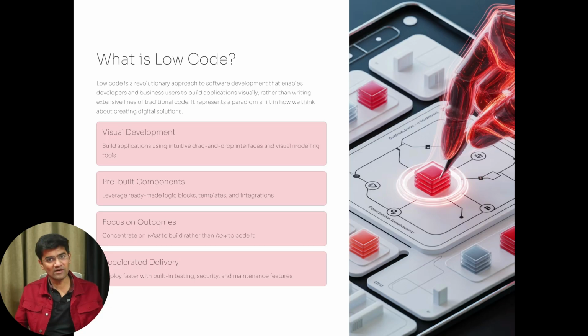So if we are working on a drag and drop tool or on a low code tool, we are focusing more on outcome. It means we are focusing on building the logic, building the workflows. We are not focusing on writing 1,000 lines of code. And of course, if we are building something smartly, we are accelerating the delivery, correct?